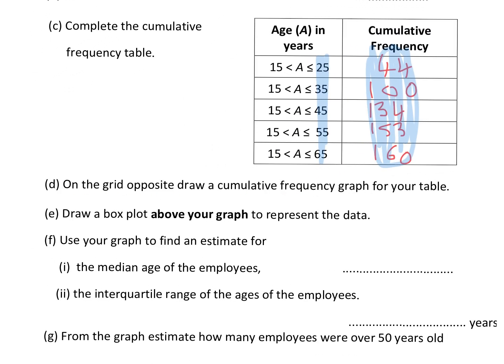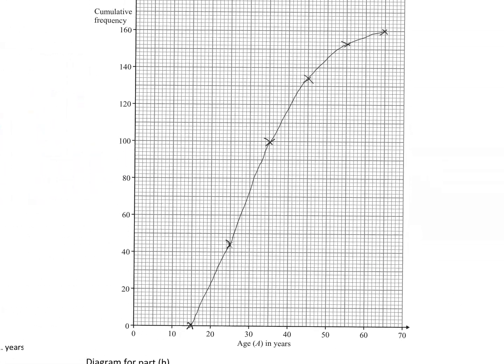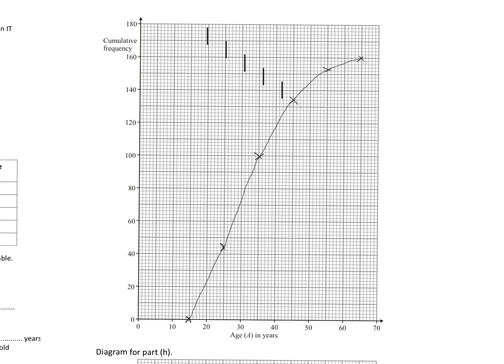On the grid opposite, draw a cumulative frequency graph. Done that. Part E is draw a box plot above your graph to represent the data. Okay, box plot. Let's have a look at our graph and let's try and remember what needs to go on a box plot. So I've got myself some markers. Now the first one, there's nobody below the age of 15, so 15 would be the minimum. If I look at the maximum, there's nobody above the age of 65. So there's my maximum.